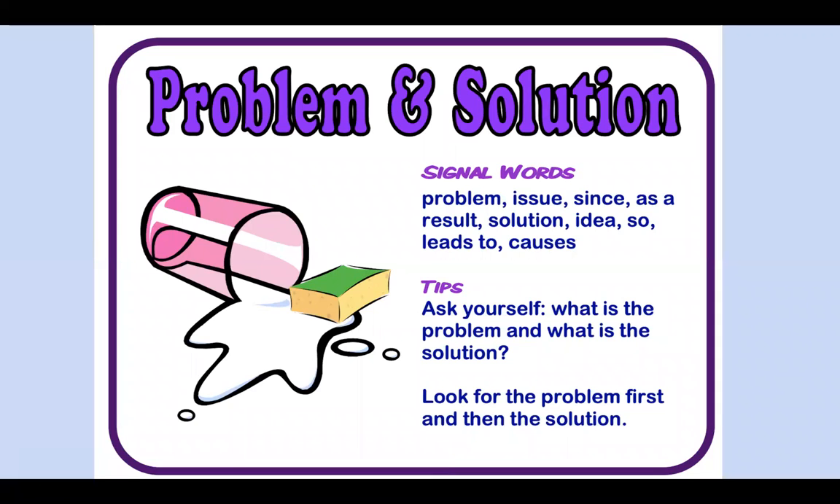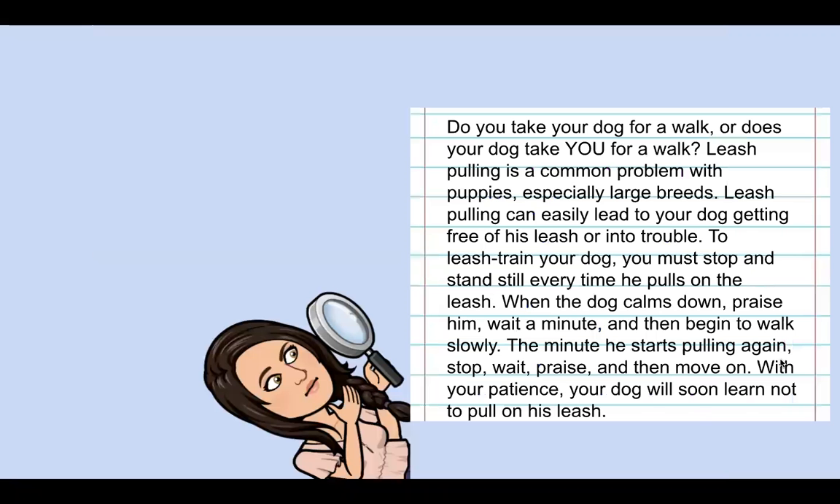Some tips for you, think about, ask yourself, what is the problem of the text? What's being presented to you as the issue? But also, how is that problem being solved? What's the solution? So you want to be looking for a problem and solution while you're reading the text.